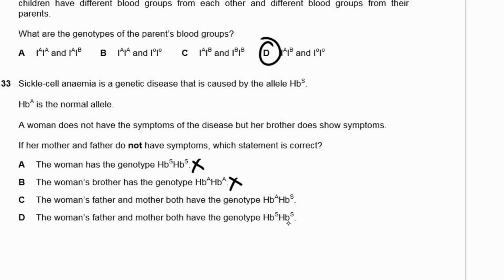If they both had the genotypes HBS HBS, they could not produce a daughter that has an HBA, because one of the A's had to come from one of the parents. So it's definitely not D. The answer is C. The woman had to get an HBA from one of her parents, and her brother had to get an HBS from each one of his parents. Both of them had to have the sickle cell allele for him to be HBS HBS.